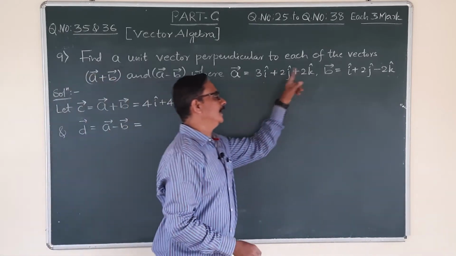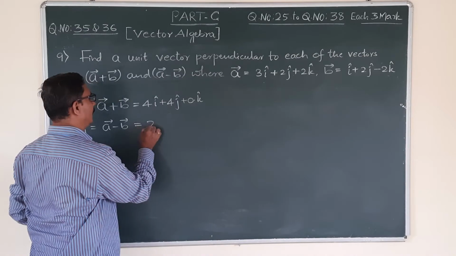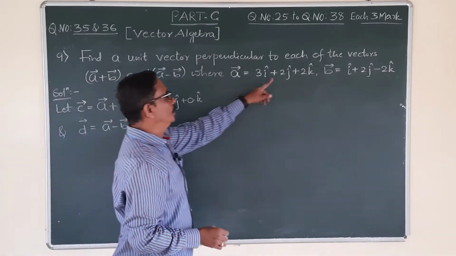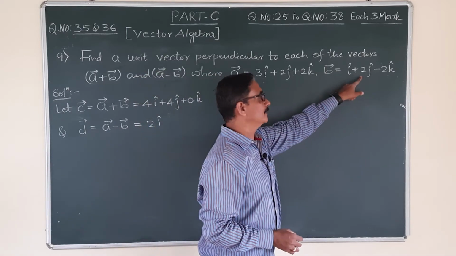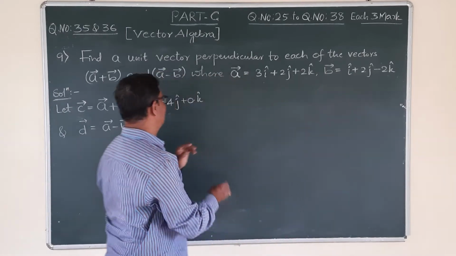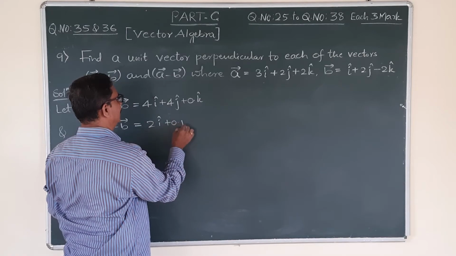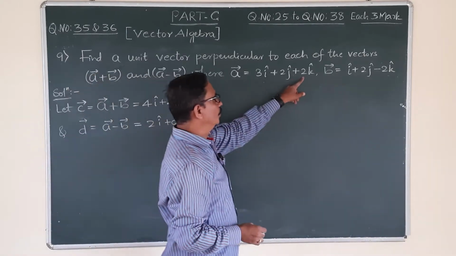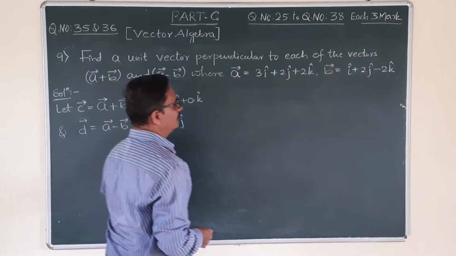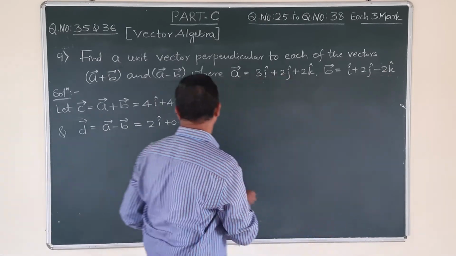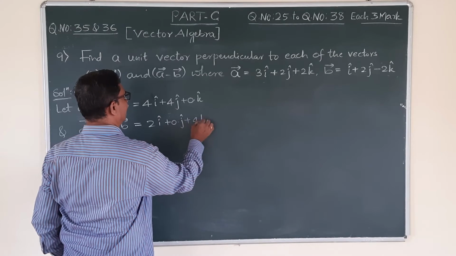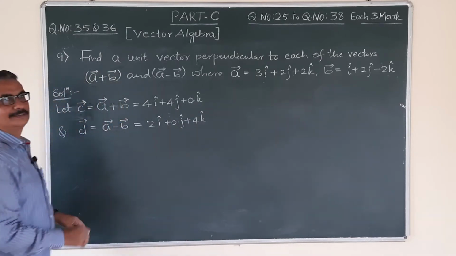Subtract: 3i minus 1i, 2i. 2j minus 2j, 0j, no j term, right? 2k minus of minus, minus of minus means minus into minus, plus 2k, totally 4k. This is the d vector. Okay.